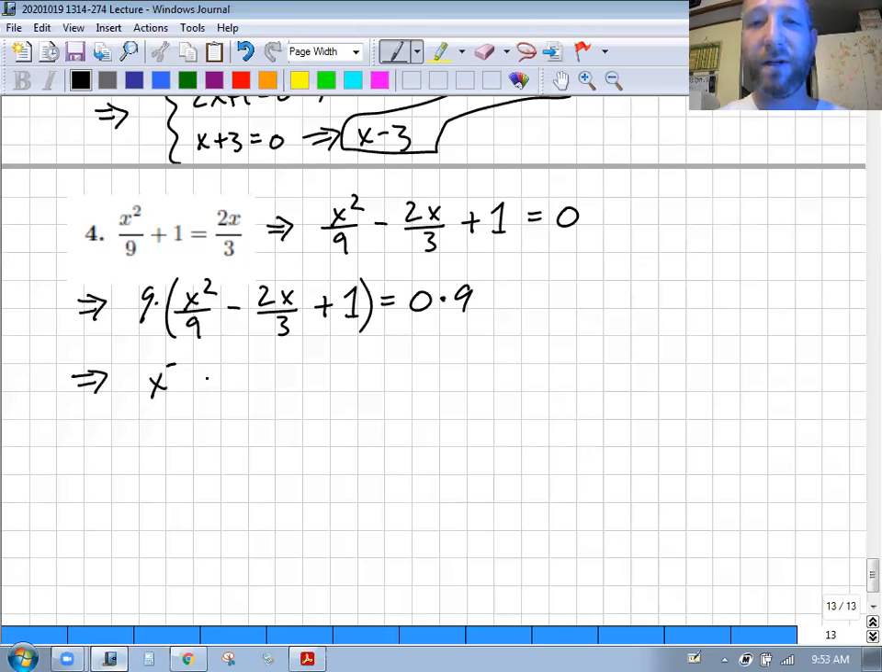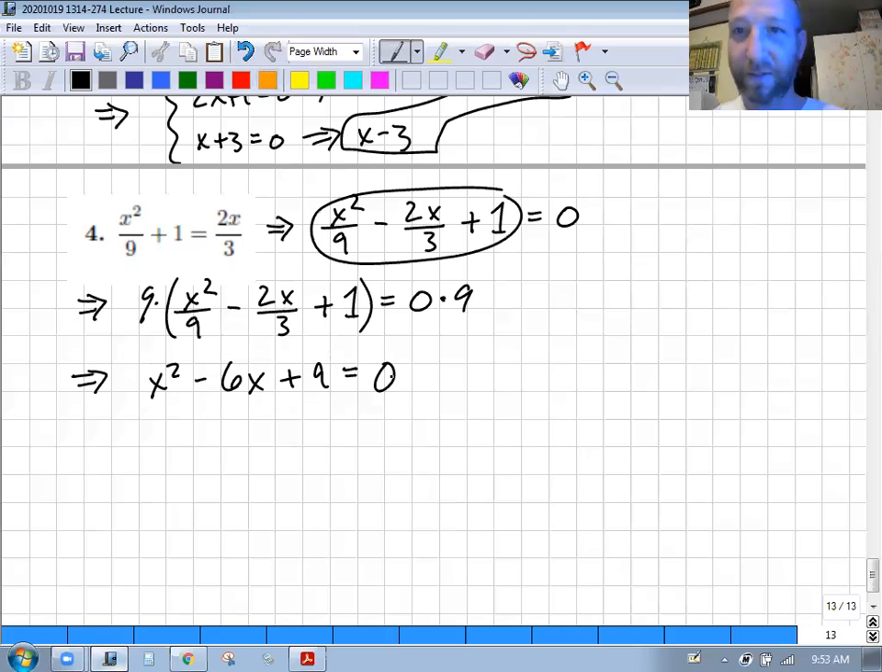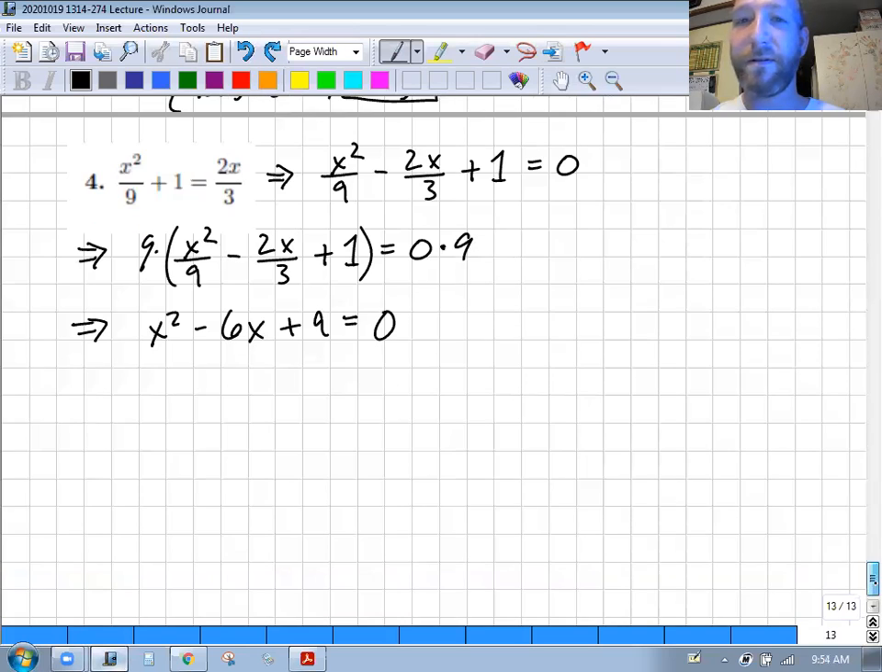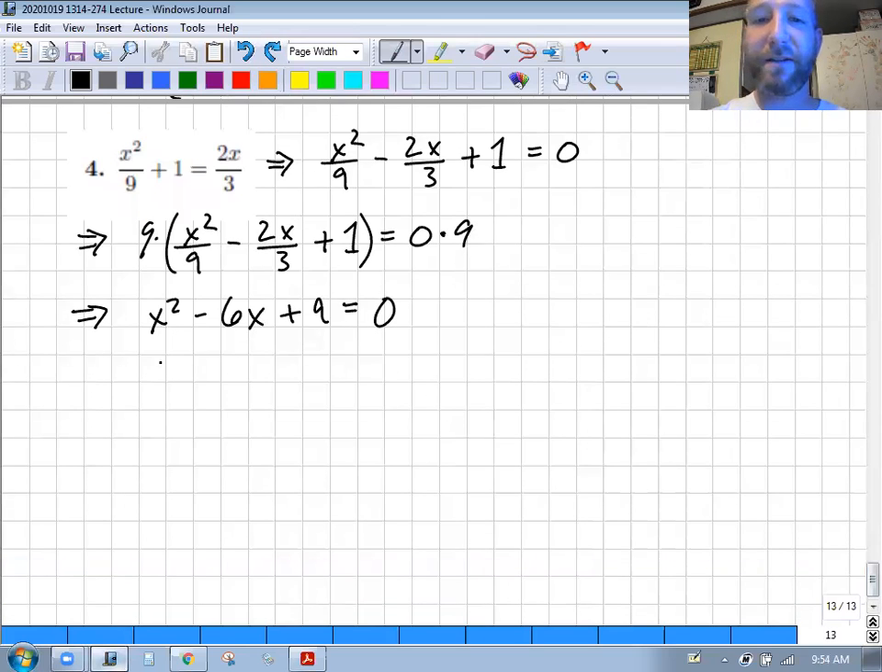See, we get an x squared. 9 over 3 would be 3, and times a 2 would be 6x. See how this is a lot easier to work with than this, simply by multiplying both sides by 9. We can do that because this side is just 0, and anything times 0 is 0. Okay? Y'all follow that trick? This is a lot easier to factor.